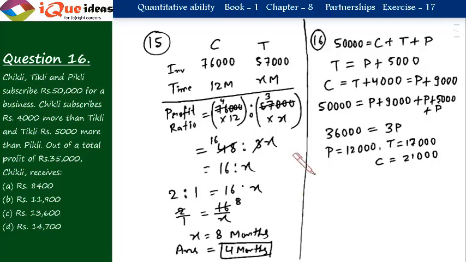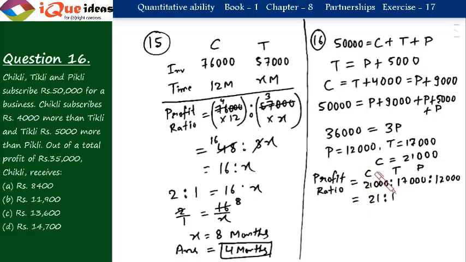Alright, so we have the investments now. Now, there is nothing mentioned about time, so we'll assume that profit ratio is equal to investment ratio. Now, investments are Chickly is to Tickly is to Pickly. Chickly is 21,000, Tickly is 17,000 and Pickly is 12,000. So zeros will get cancelled and we get the ratio as 21 is to 17 is to 12.